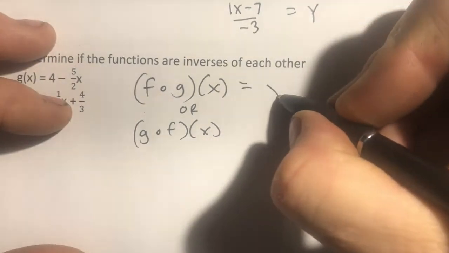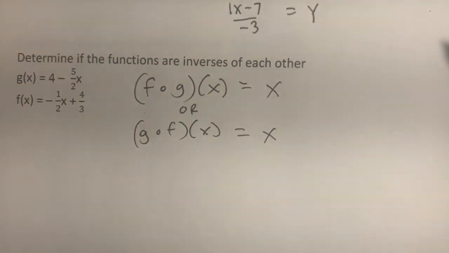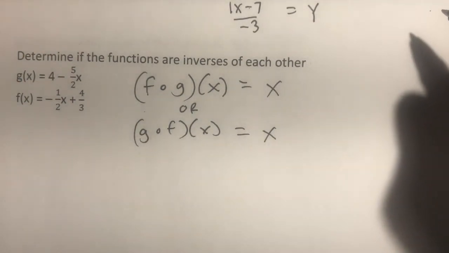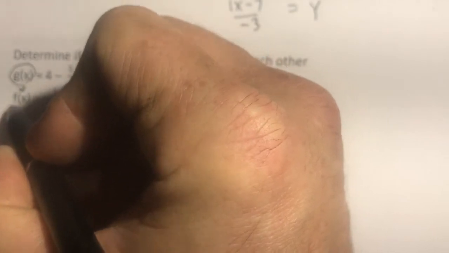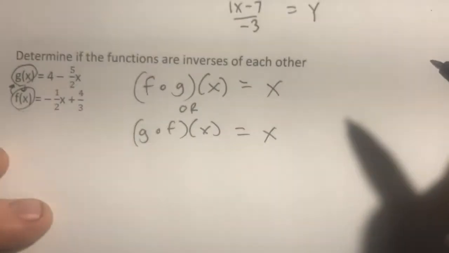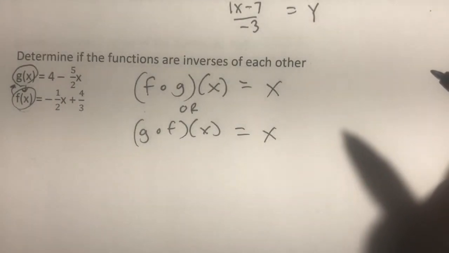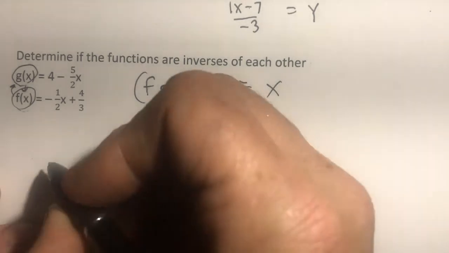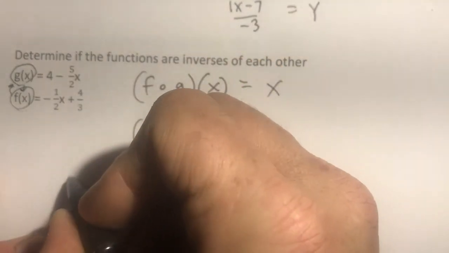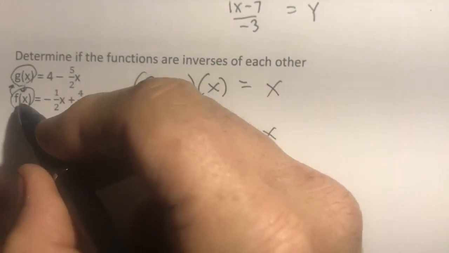But either way, I should get x. So what I'm going to do is take the g function and put in the f function, or vice versa, the f function and put in the g function. Okay, it doesn't look like there's any easier way to do it. So I'm just going to take this top one here, f. I'm going to put f in the g one.